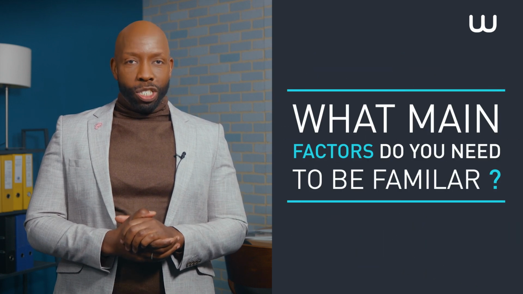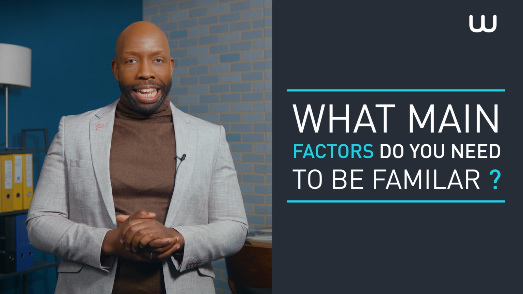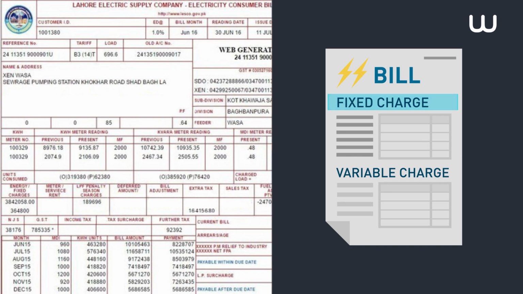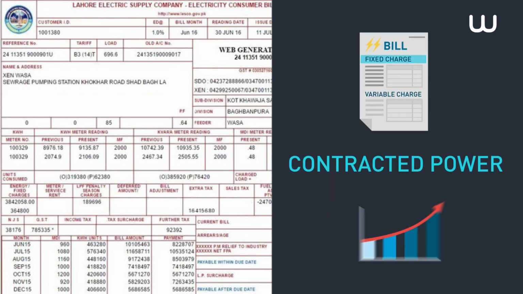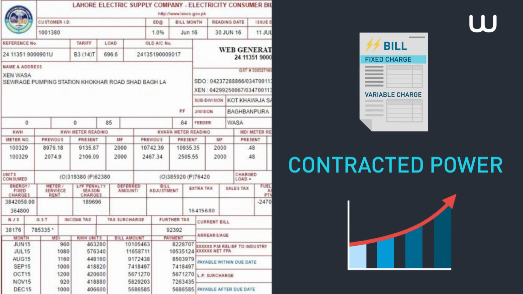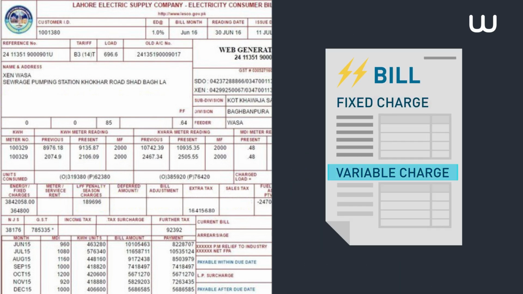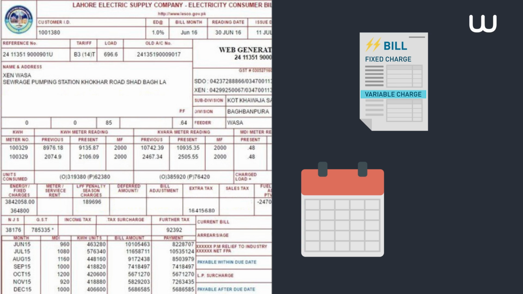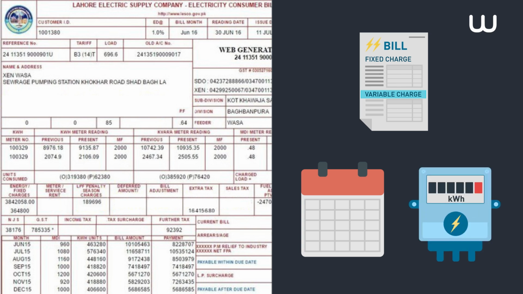What main factors do you need to be familiar with in an electricity supplier's pricing structure? The electricity supplier's bill is generally comprised of two main parts: a fixed charge independent of consumption, which increases with the contracted power for a given site; a variable charge, which depends on consumption over a given period of time, a month for example, measured using a meter owned by the electricity supplier.